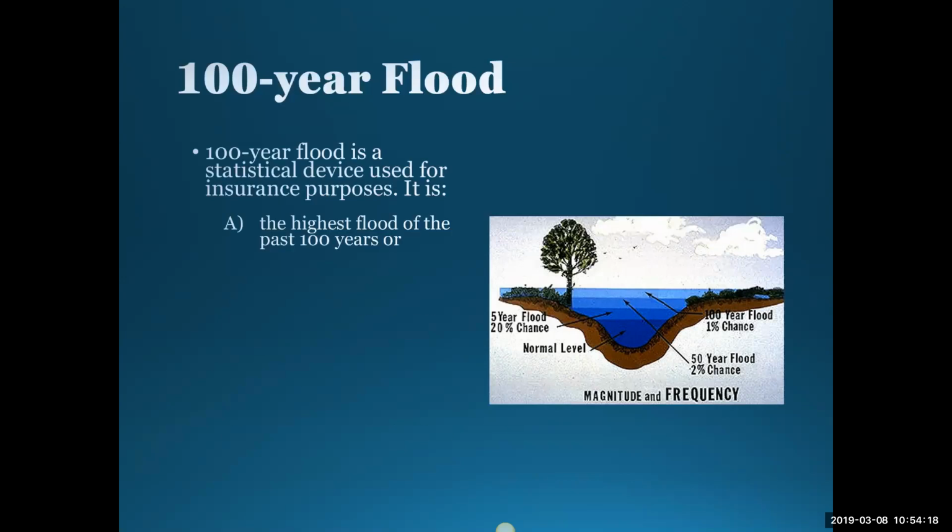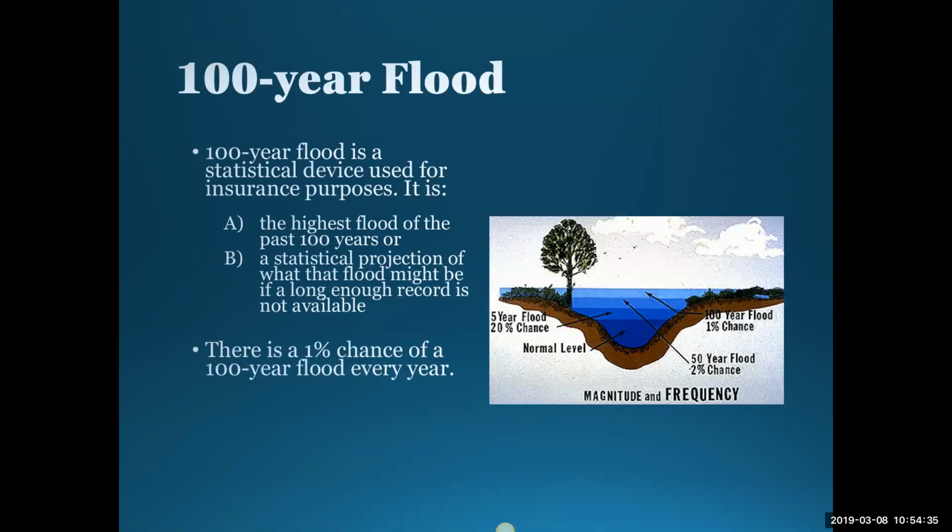It is specifically the highest flood of the past 100 years or a projection of what that flood might be if a long enough record is not available. Essentially, there's a 1% chance of a 100-year flood every year.